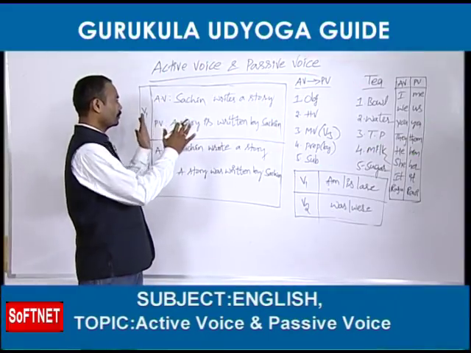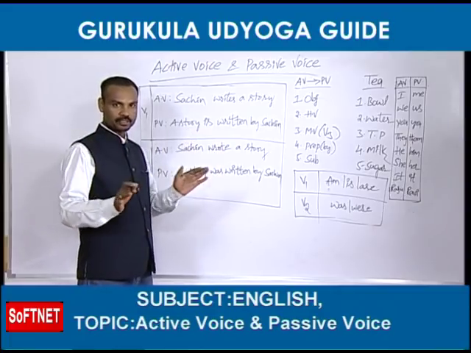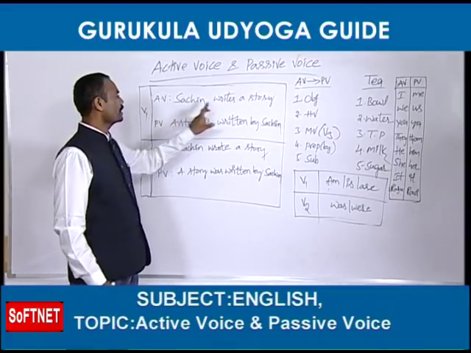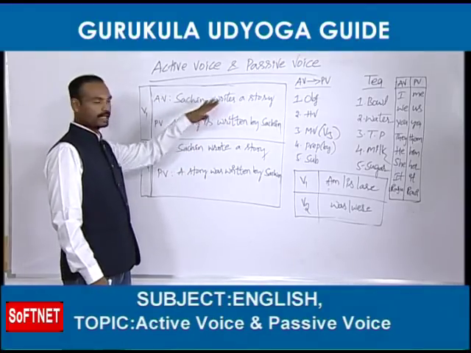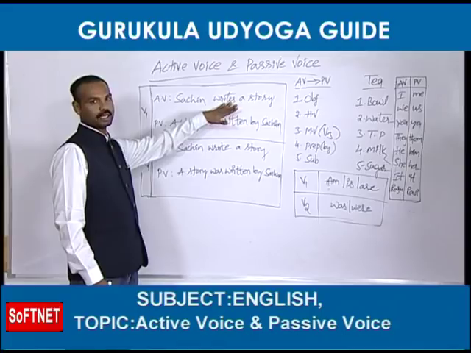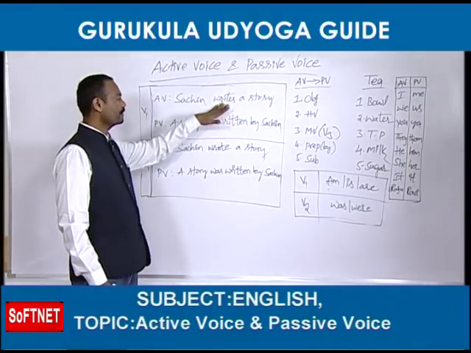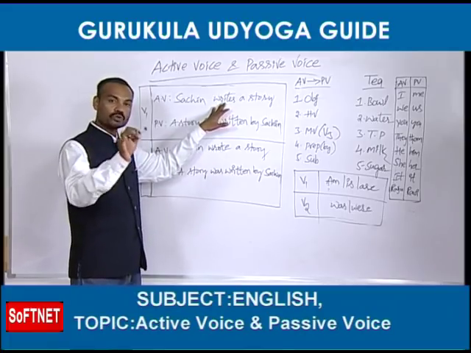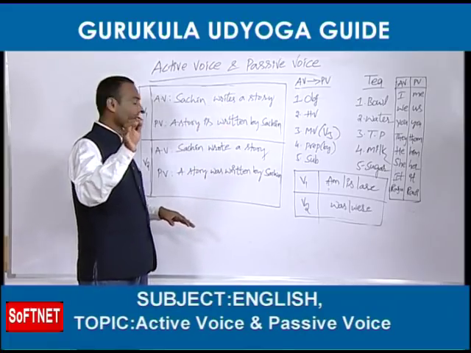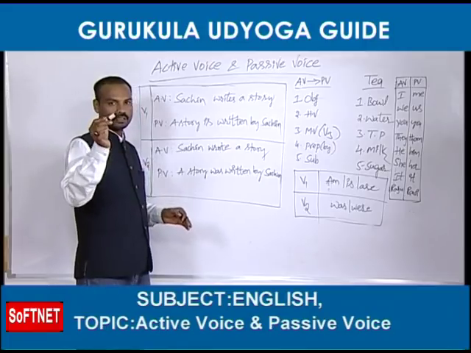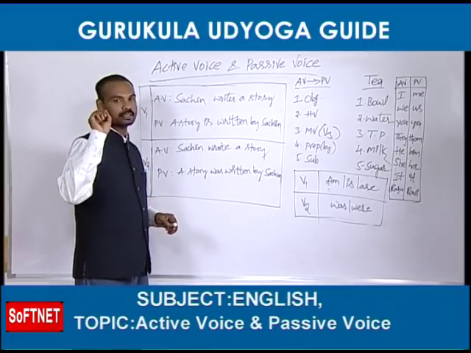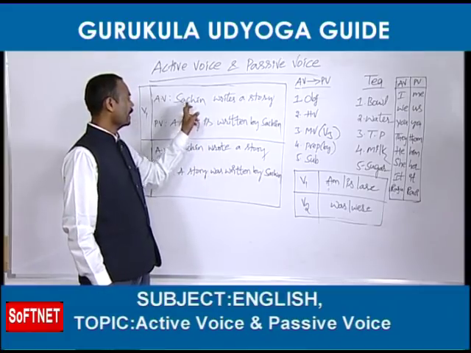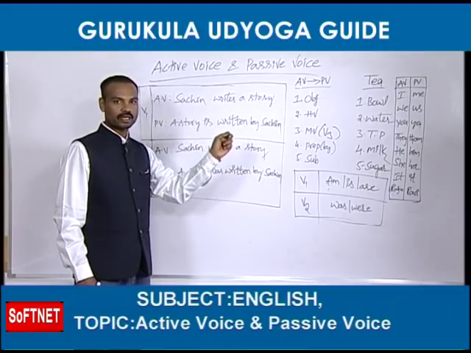Friends, now I am going to give you some more beautiful examples to make you understand well. See, here is one example. Sachin writes a story. This is one active voice sentence. Now we are going to change this active voice into passive voice. Before changing, you should know whether it is active voice or not. How to find out? I told you one point. If any sentence starts with the subject, that is called active voice. Here Sachin is the subject. This sentence has started with the subject, that's why it is called active voice.